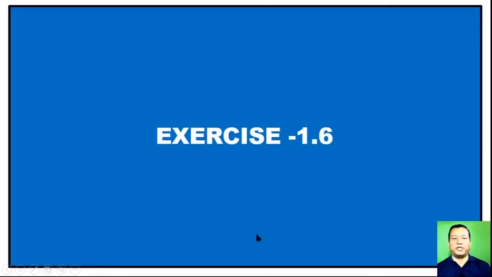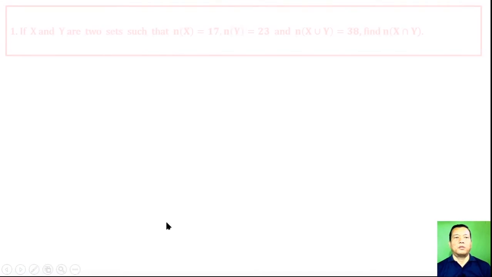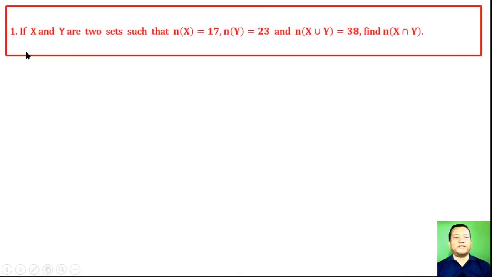Exercise 1.6. Question 1. If x and y are two sets such that n of x is 17, n of y is 23, and n of x union y is 38, find n of x intersection y.